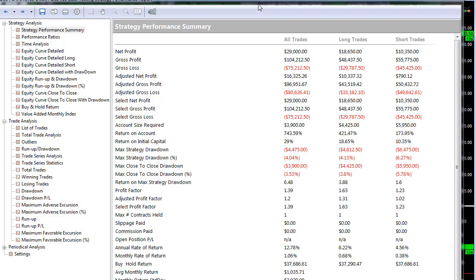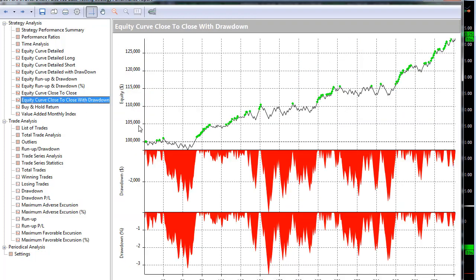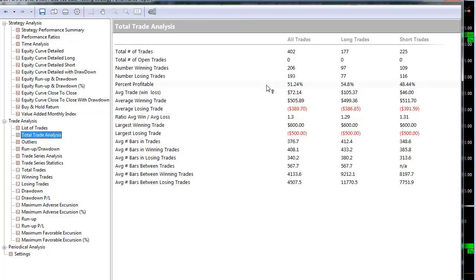So here are the stage 2 results in Tick Pulse version 10. You see 29,000 equity curve with drawdown. The drawdown is much lower. It pays to wait for VIX to go above 15 in this strategy. And you see the total trade analysis, the average trade profit gets boosted to 72, and 105 on the long side, 46 on the short side. And the data that we're missing in this case, once again, does not make a difference.